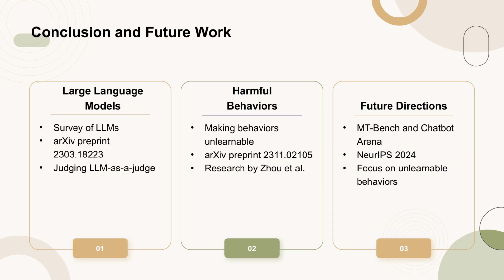In this conclusion, the authors discuss the survey of large language models, LLMs, as documented in the arXiv preprint 2303.18223. They highlight the work on judging LLM as a judge with MT-Bench and Chatbot Arena, which is set to be presented at NeurIPS 2024. Additionally, the authors reference the research by Zhou et al. on making harmful behaviors unlearnable for LLMs, as detailed in the arXiv preprint 2311.02105. The future directions of this research include further exploration of these benchmarks and the focus on making harmful behaviors unlearnable.